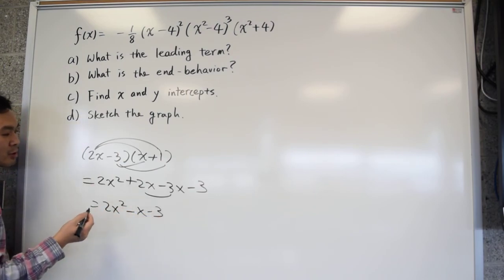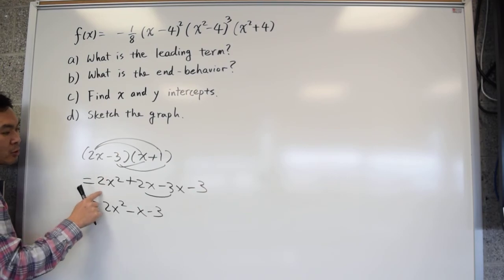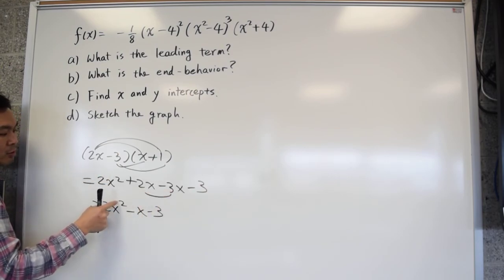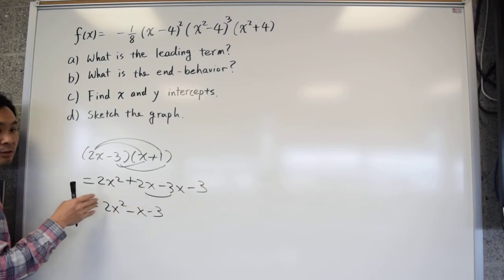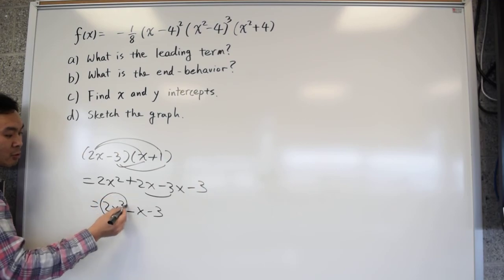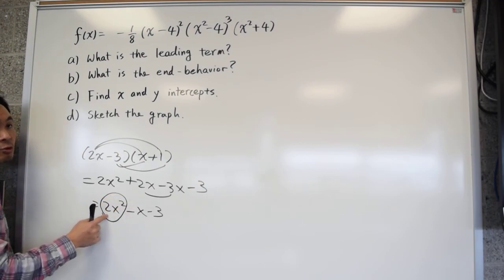The leading term is when you order your polynomials in the order of the powers, so that the powers are in decreasing order. The first term is called the leading term. So the leading term is 2x squared.